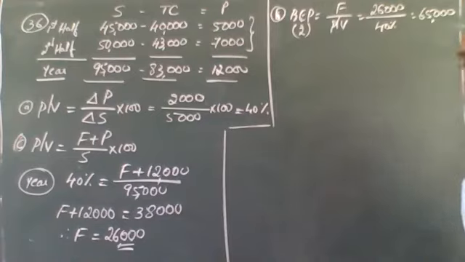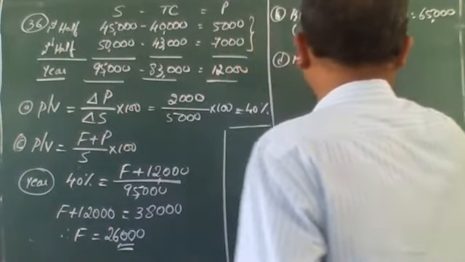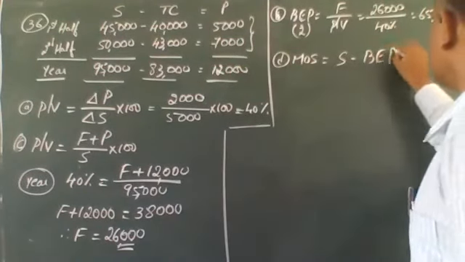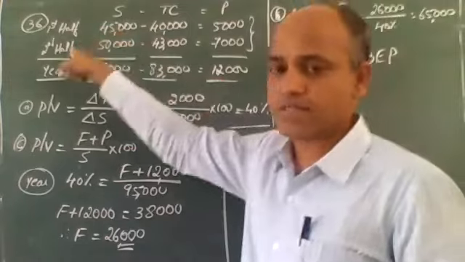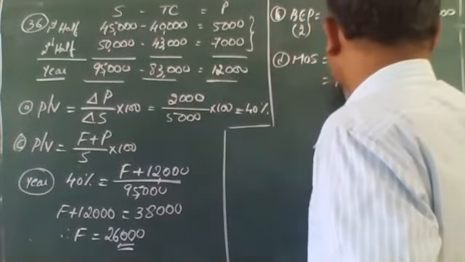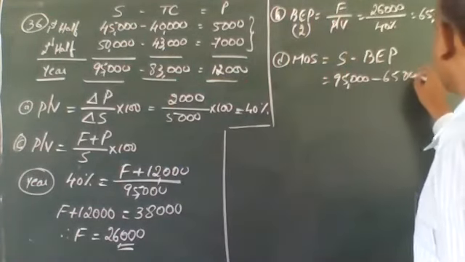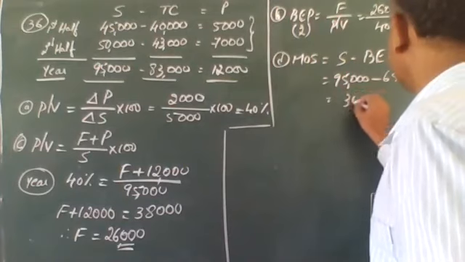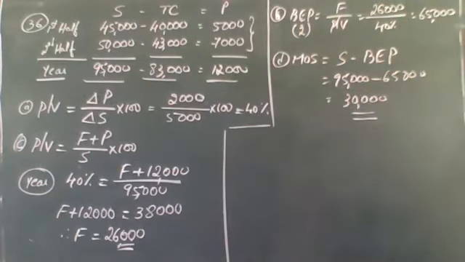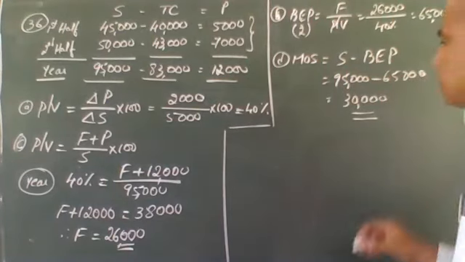The fourth bit is margin of safety. You know, margin of safety is total sales minus break-even sales. I did not do it for the first half and second half. I will take it for the total sales. Total sales is 95,000 and total break-even point is 65,000. The 95 minus 65 gives me 30,000. This is what is your margin of safety. This is okay.